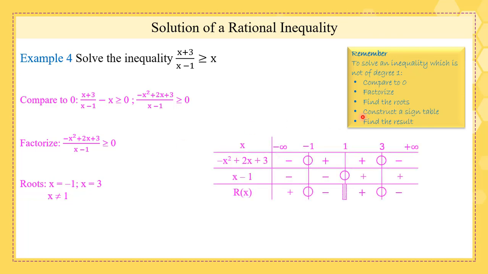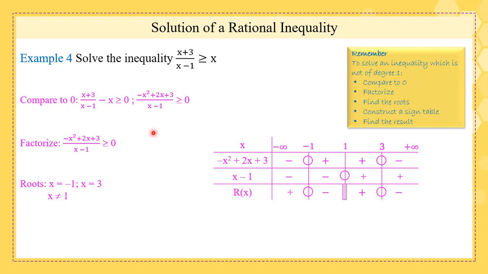Now, the fourth step is to construct a sign table. This is the sign table. Remember, again and again, the roots should be written in increasing order. Now, this is of degree 2, and it has two roots, so we use the formulas same, opposite, same. And this is of degree 1. This is the root, we use opposite, same.